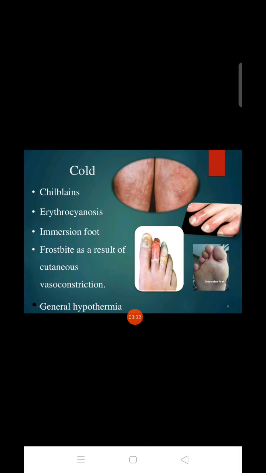Next, in the physical hazard of cold, we can tell chilblains, erythrocyanosis, immersion foot, frostbite as a result of cutaneous vasoconstriction, and general hypothermia. By seeing the image you can see the different kinds of environmental hazards under cold. These are the examples for cold.